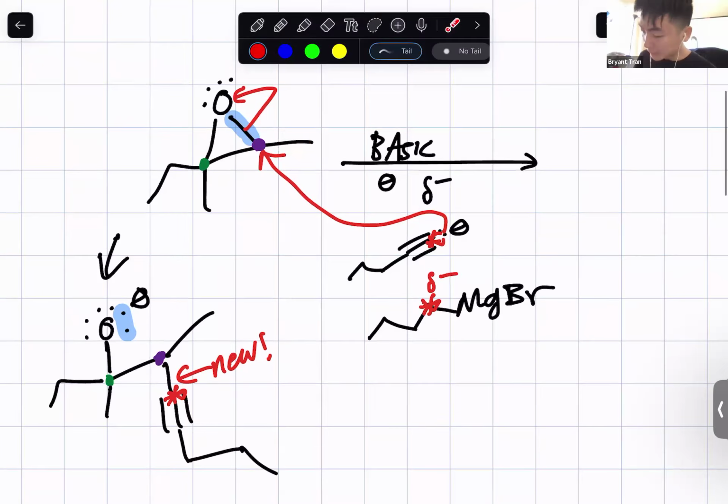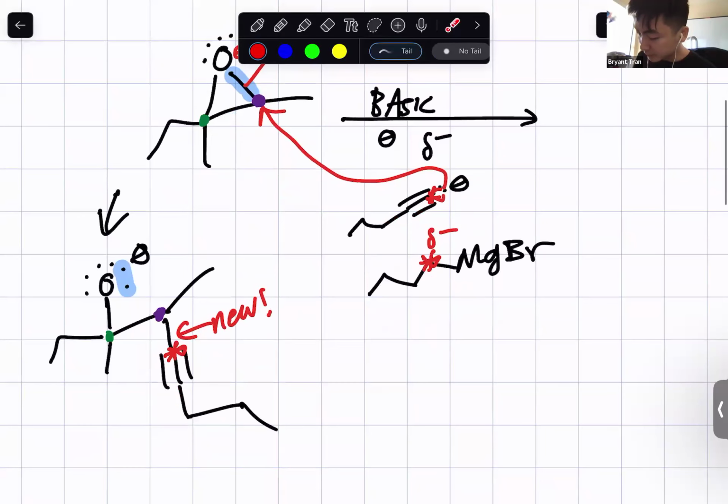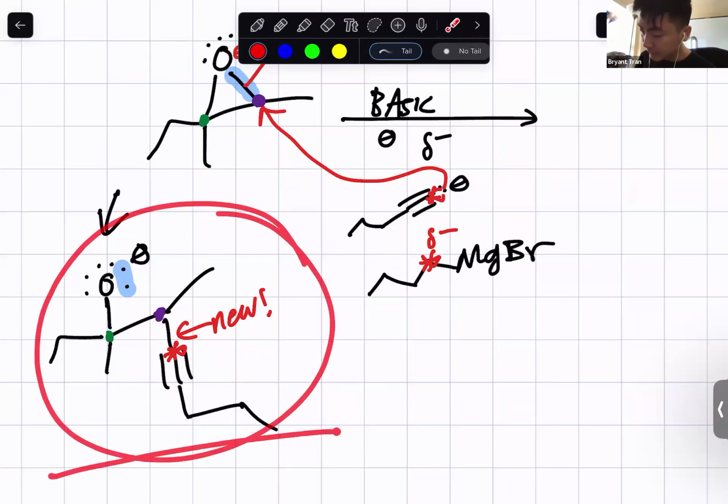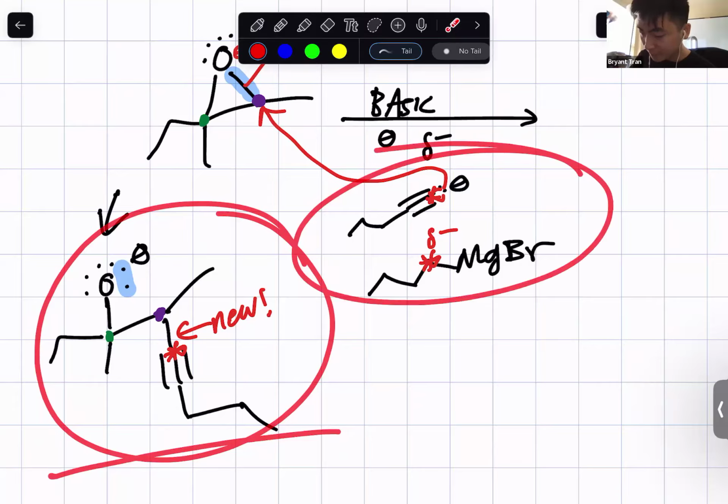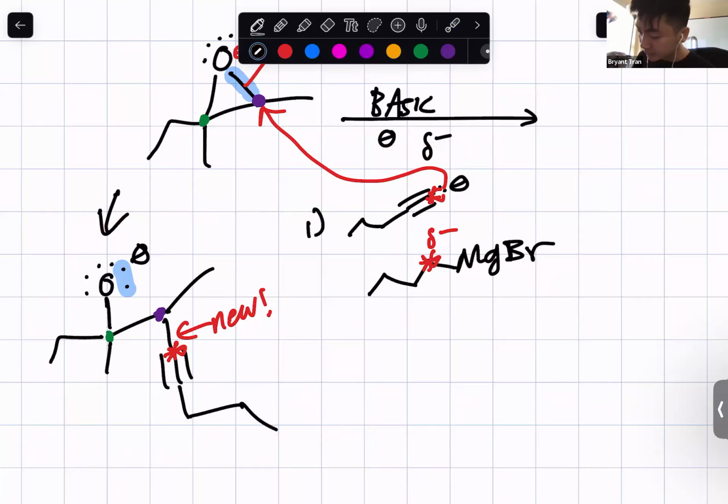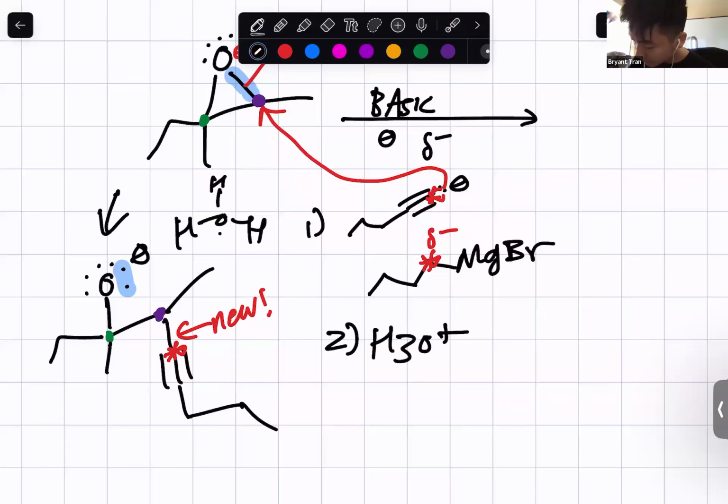right? Now, when we are done with this, that's it, right? We tend to clean up the reaction by adding an acid workup to neutralize the negatively charged oxygen to become a neutral alcohol molecule like this, right?